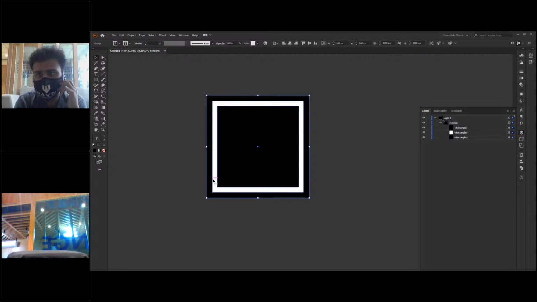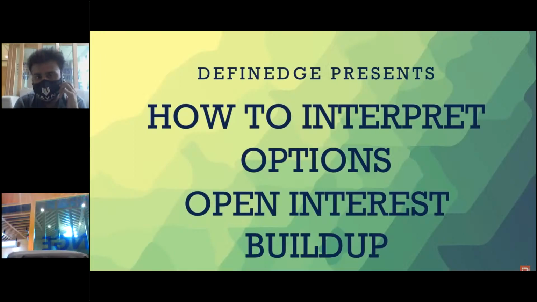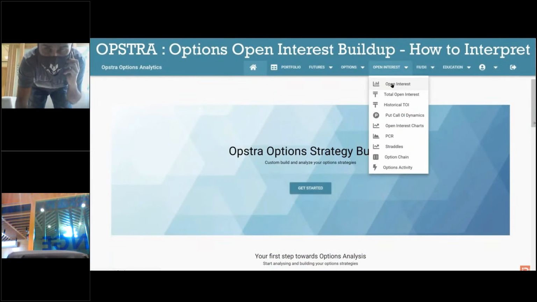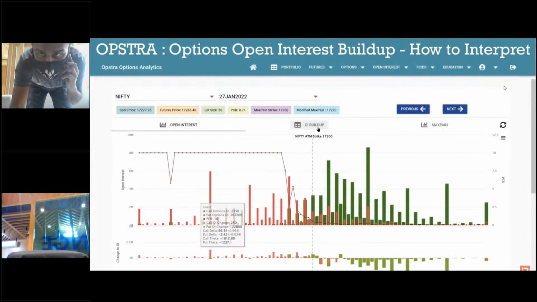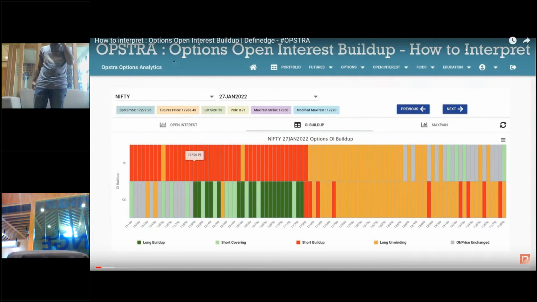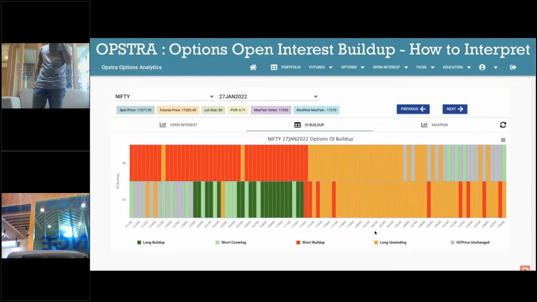Hello folks, today we are going to talk about a feature called options OI buildup, open interest buildup. If you go to the open interest page and then go to OI buildup, you will see this options OI buildup for that particular ticker and expiry. Many people have asked how to interpret this feature. In this video I'm going to explain how to interpret this and how you can use it in your trading.